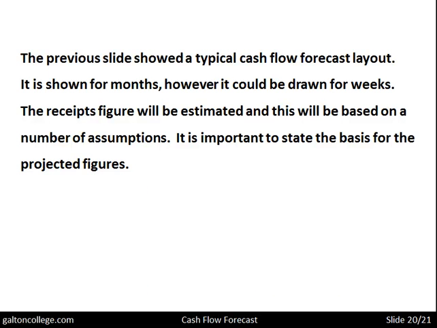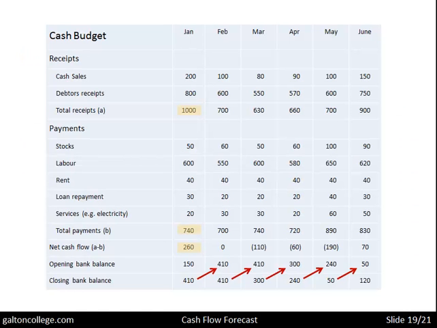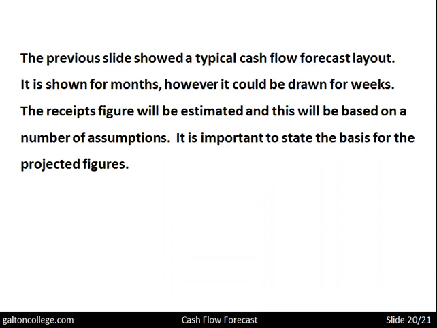Now the previous slide, this slide here, the previous slide showed a typical cash flow forecast layout. It's shown for months. However, it could be drawn for weeks. It doesn't have to be in months. We've set it out here as January, February, March, but it could be week 1, week 2, week 3. It could be particular dates or whatever. It doesn't have to be in a monthly format.